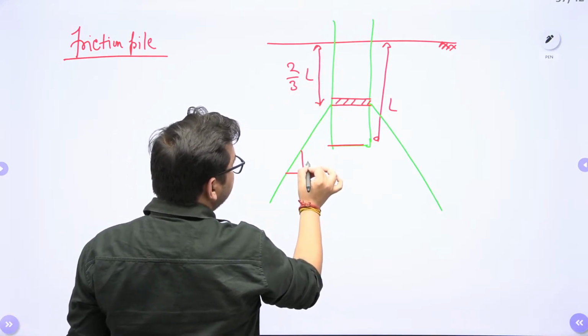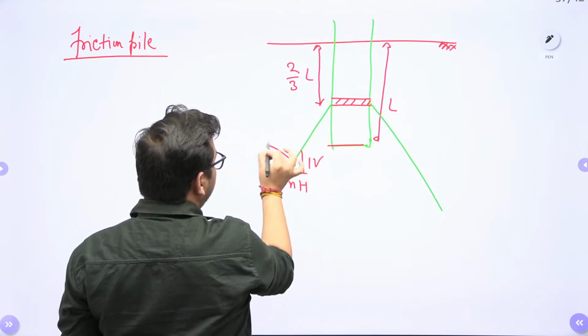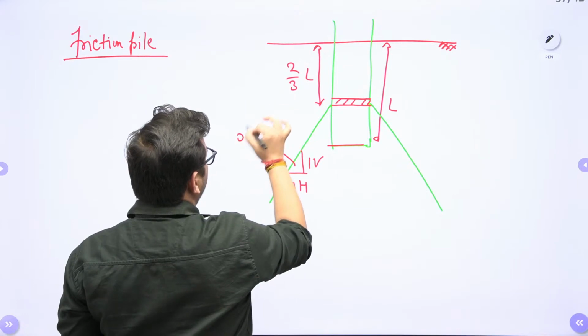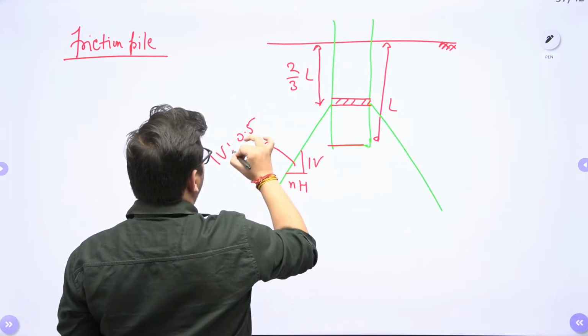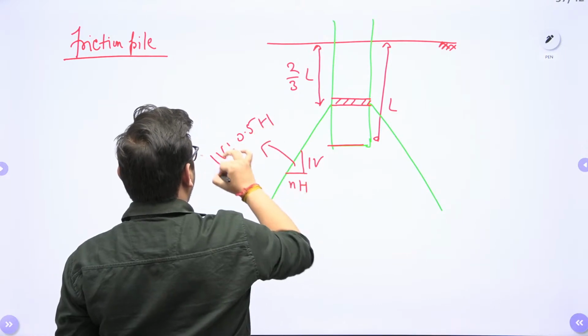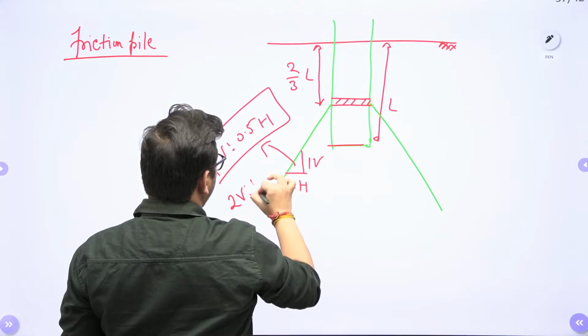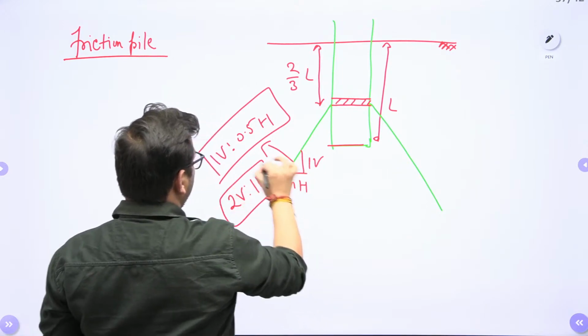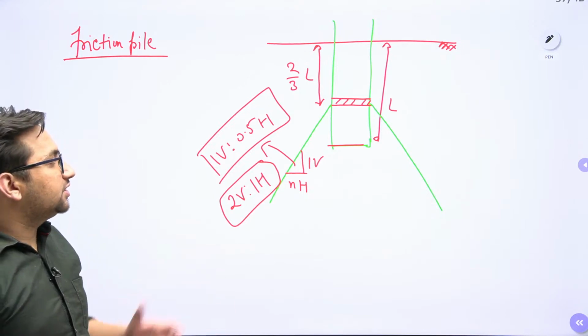This value is your 1 vertical to n horizontal. Again, I have told you that if these values are not given to you, you can take it as 1 vertical to 0.5 horizontal. Clear? Or it can also be written as 2 vertical to 1 horizontal. Both are the same case. I hope this concept is also clear.